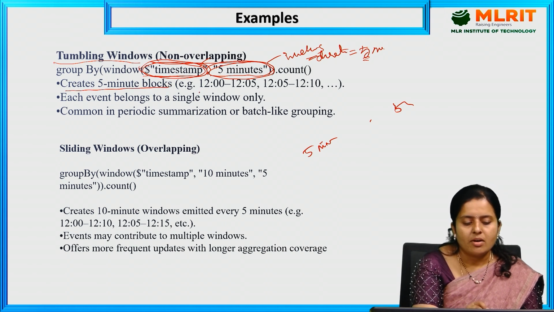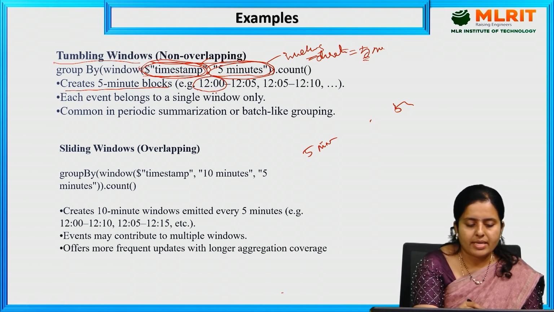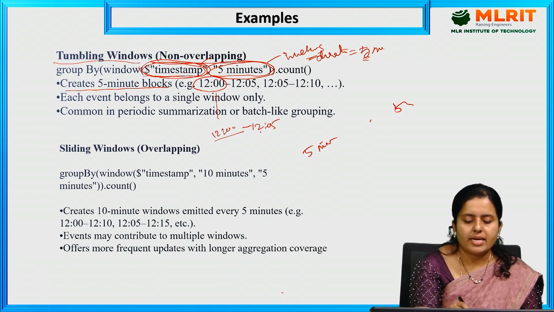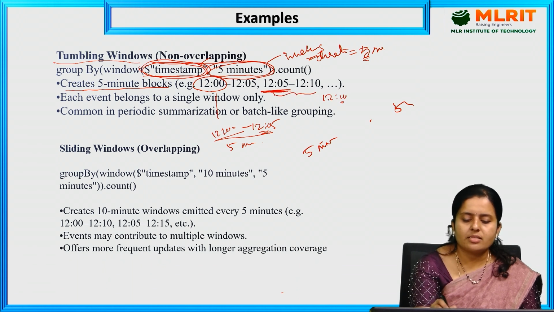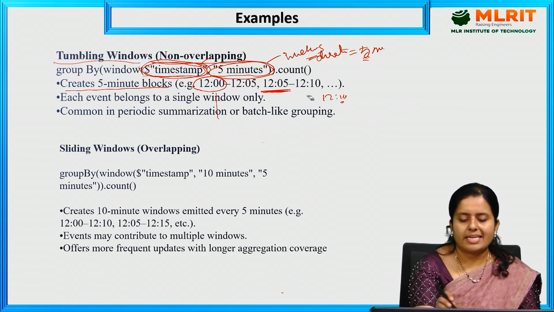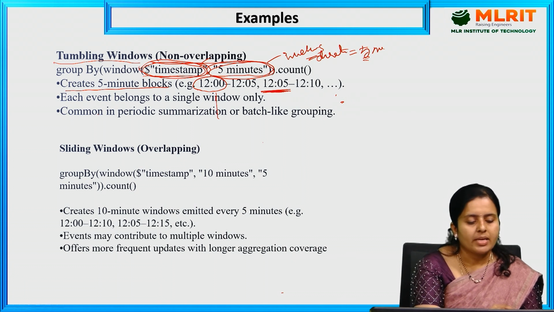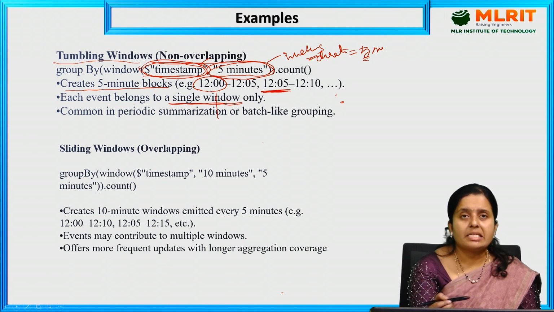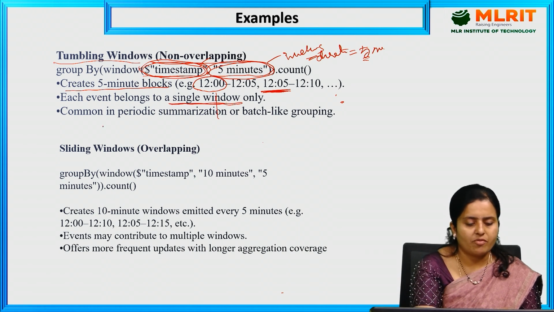If my event has started at 12 o'clock, it has to run up to 12:05. So this is a 5-minute window. Again, if my start time is 12:05, it has to run up to 12:10. This is my next window. So a tumbling window works as individual windows. The window duration in this example is 5 minutes. Each event belongs to a single 5-minute window only.